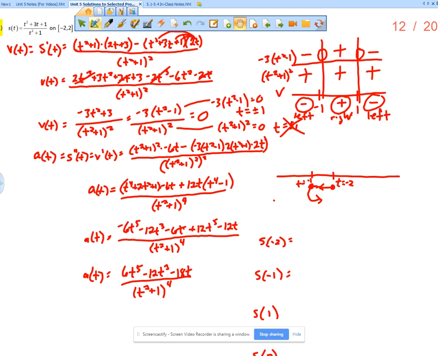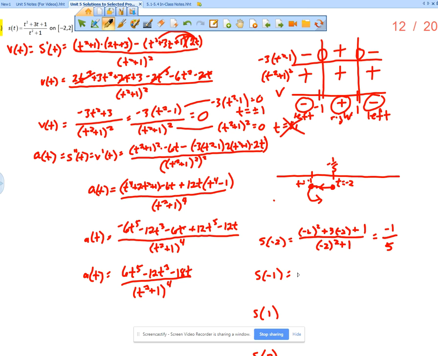So t squared plus 3t plus 1 over t squared plus 1. All right, so I have negative 2 squared plus 3 times negative 2 plus 1, divided by negative 2 squared plus 1. All right, so negative 2 squared is positive 4 plus 3 times negative 2. So positive 4 minus 3 times 2, right? So 4 minus 6 is negative 2, plus 1 is negative 1, divided by negative 2 squared plus 1, which is 5. So negative 1/5. So that's where we're starting.